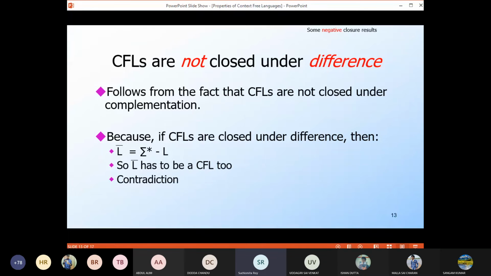How will you prove this? Actually, see, L1 minus L2, you can write it as L1 intersection L2 complement. Can you write that? L1 minus L2, can you write it as L1 intersection L2 complement?